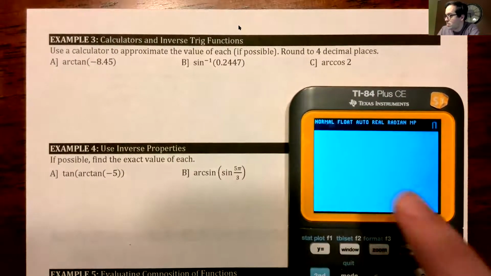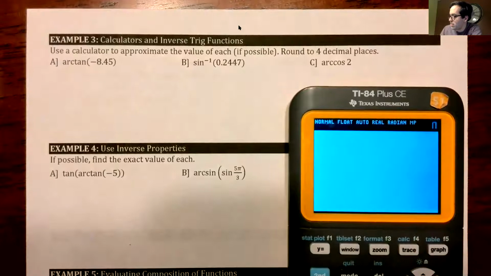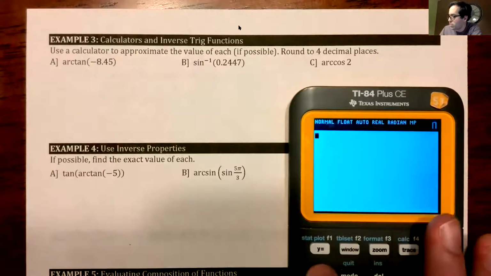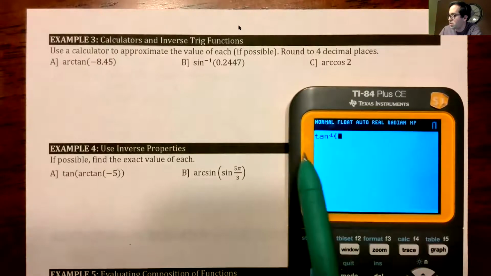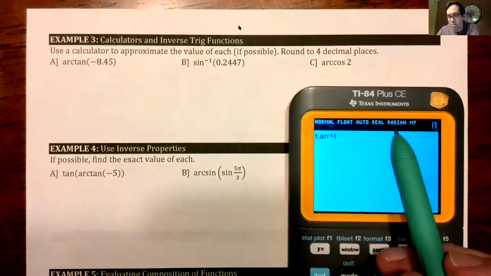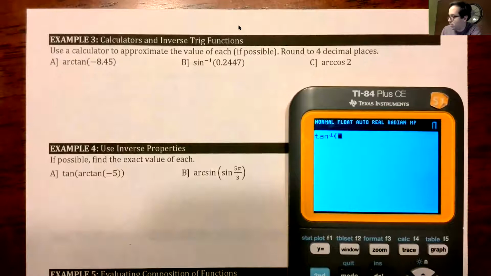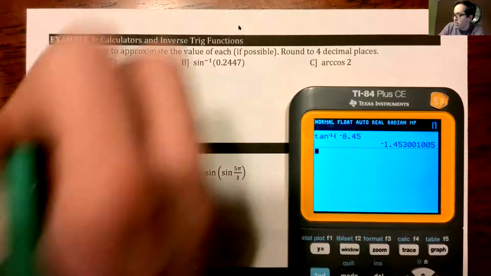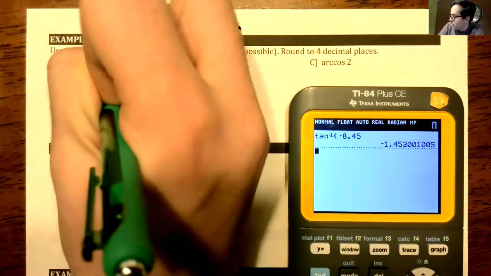On the typical TI graphing calculators, if you press second sine, second cosine, or second tangent, that's how you get to the inverse. So for this first one, I'm going to do second tangent. Remember, tangent to the -1 and arctan are different notations for the same thing. I am in radian mode, which is good news. That's what I want to be in. And I'm going to type in -8.45. And I'm going to round to 4 decimal places.